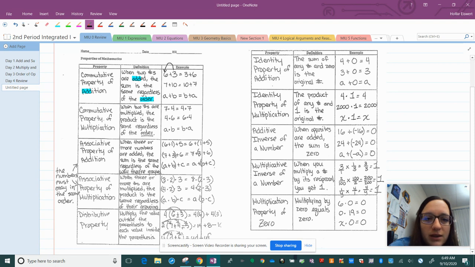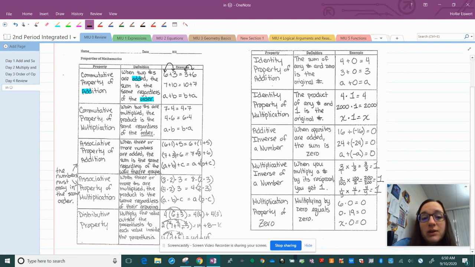So see how the 6 is first, then the 3? And then over here, it's the 3, and then the 6. We know those are the same. 6 plus 3 is the same as 3 plus 6. No matter which way you put them, it's going to be 9. Same thing with the 7 and the 10. Whether you have the 7 first or the 10 first, it's going to be 17.